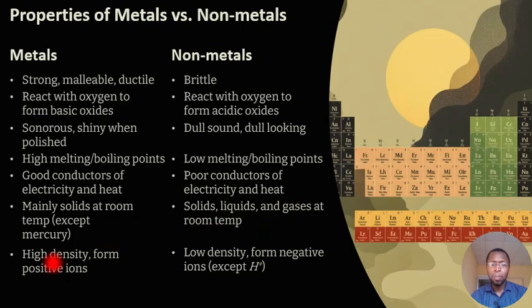And then metals have high density, while non-metals have low density. Metals form positive ions, but non-metals form negative ions, except hydrogen, which forms positive ions. Every other non-metal forms a negative ion.